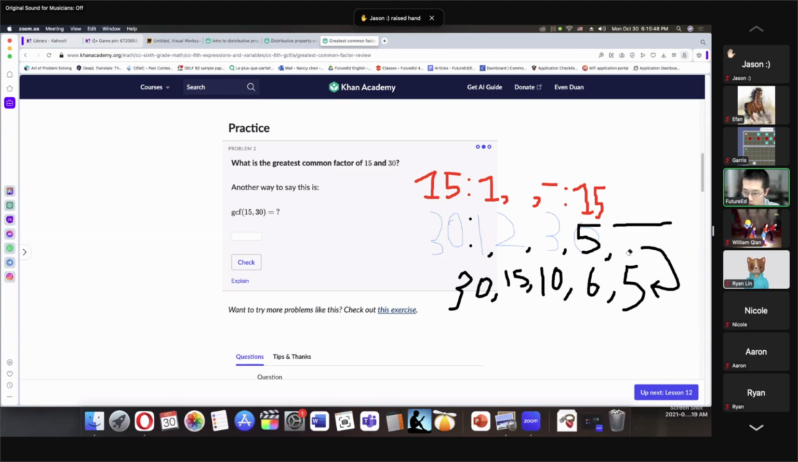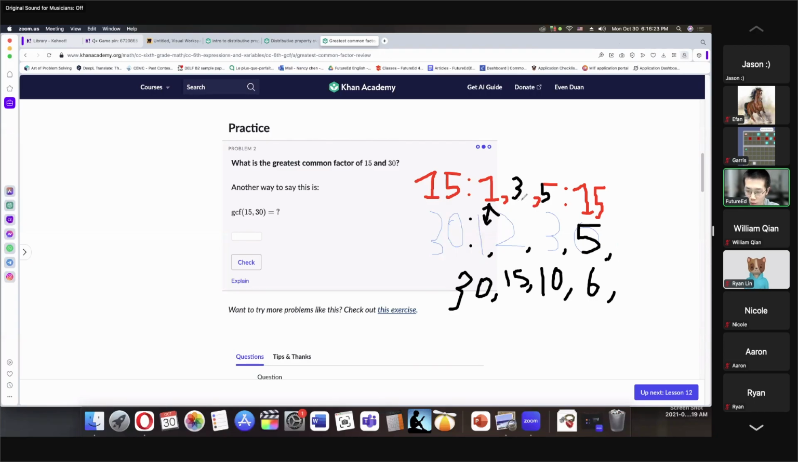Let me just erase some of this to make it more accurate. So what is the greatest common factor, Jason? What is the greatest common factor between 15 and 30? So can you show me how you would find it using this format? I think it's 15. So just doing it the slow way, we see that obviously they both share 1, right?